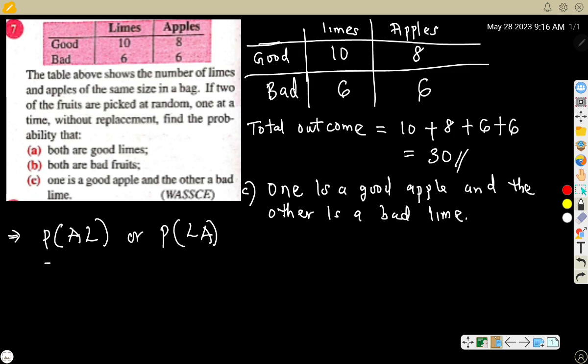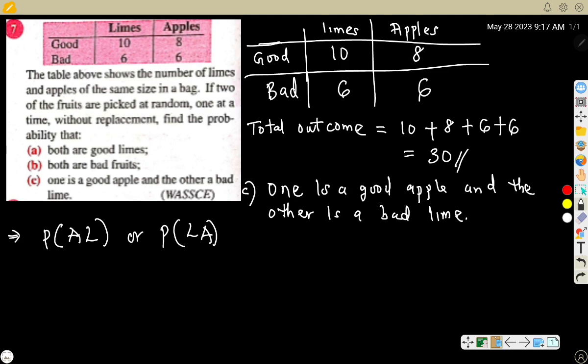So if you look at this now, it means one is a good apple and the other is a bad lime. Compared to the statement where the first is a good apple and the second is a bad lime, that means we have specified that the first one must be a good apple and the second one must be a bad lime. But in this case, the question just states one. It did not say first. So one is a good apple, the other is a bad lime. So this is it: it is AL or LA.